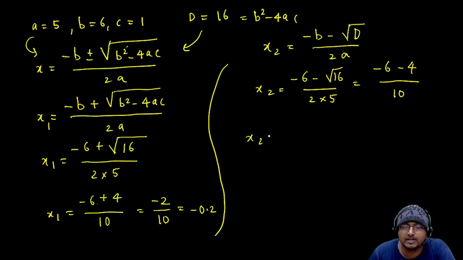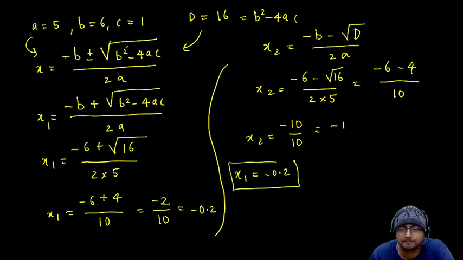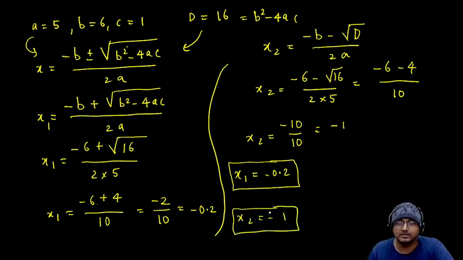So x2 will become minus 6 minus 4, minus 10 by 10. Minus 6 minus 4 will be minus 10. Minus 10 by 10 is minus 1. So what we got? Two roots. x1 is equal to minus 0.2 is one root, and x2 is equal to minus 1 is another root. So keep this in mind: x1 we got minus 0.2 and x2 we got minus 1.